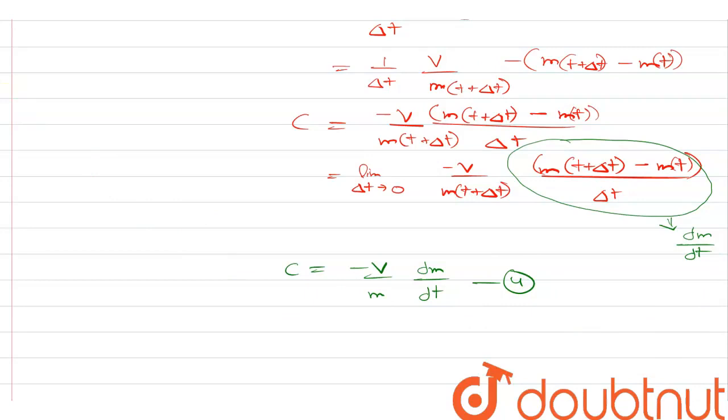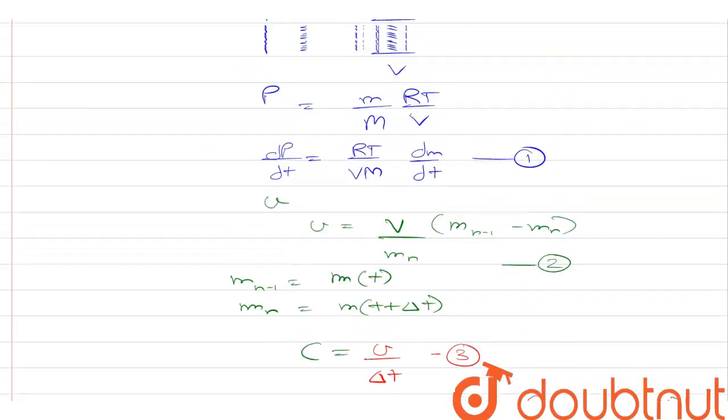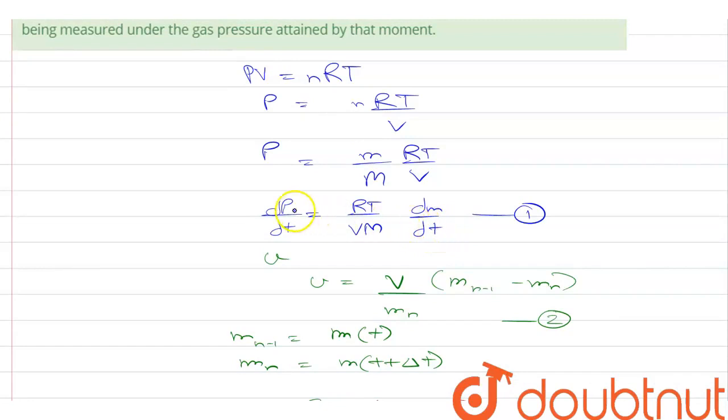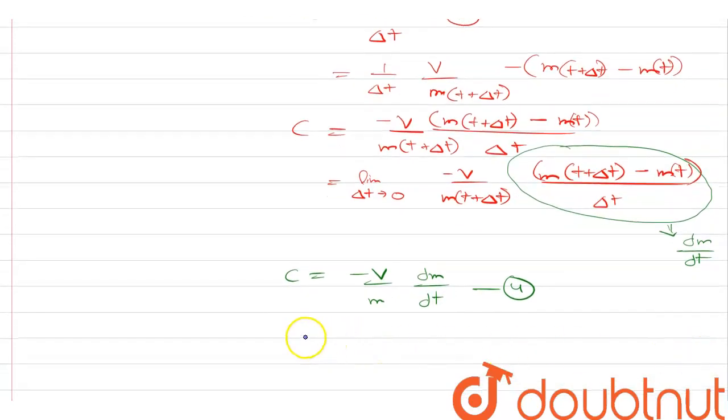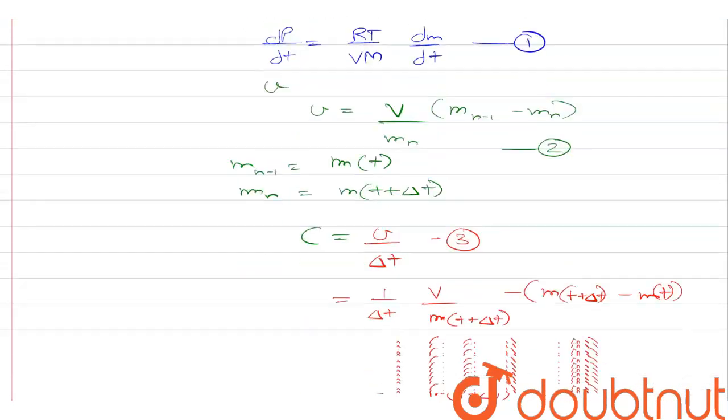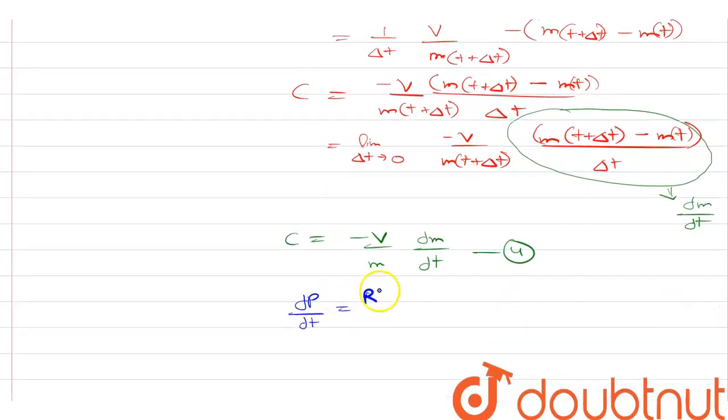Now let's look at equation number 1 that we arrived at earlier. In equation number 1, we have a relation between dP by dt and dm by dt. So I'm going to replace dm by dt by its value from equation number 4. So dP by dt is equal to RT by VM. Let's put the value of dm by dt, that would be minus MC by V.